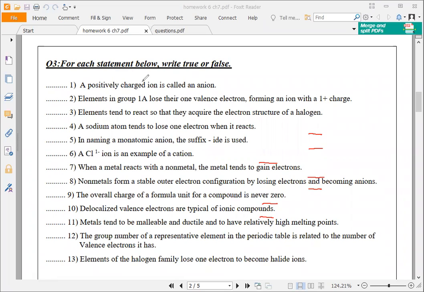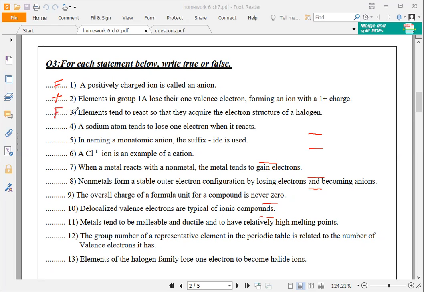For each statement below, write true or false. 1. A positively charged ion is called an anion. False. Excellent. 2. Elements in group 1A lose their 1 valence electron, forming an ion with a positive 1 charge. True. Elements tend to react so that they acquire the electron structure of a halogen. That's false.